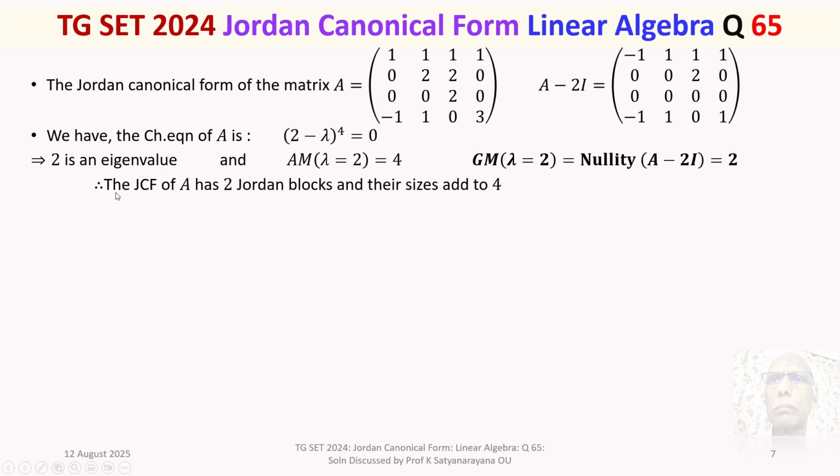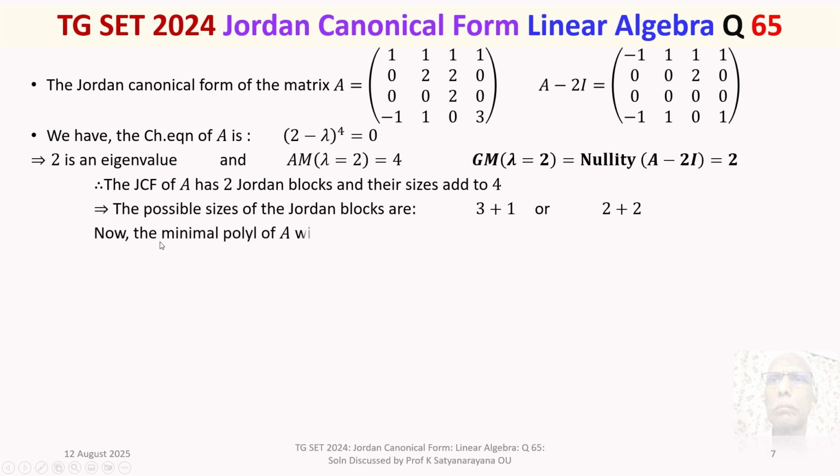So the Jordan canonical form of A has 2 Jordan blocks because the geometric multiplicity is 2, and their sizes add to 4. This is because it is a 4 by 4 matrix. So 2 Jordan blocks must be there, and when you add their sizes, it must be 4. So what could be the sizes? The possible sizes of the Jordan blocks are either 3 plus 1, that will make 4, or 2 plus 2. So what is correct? That is the question. And when you decide this, then we will write down the Jordan canonical form.